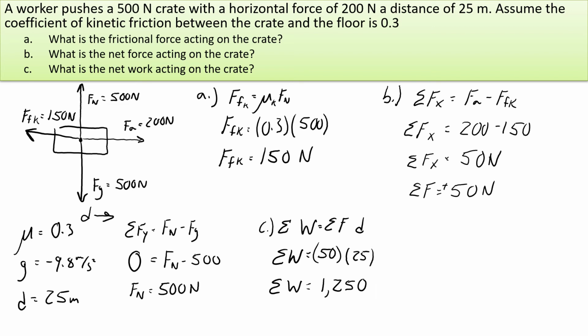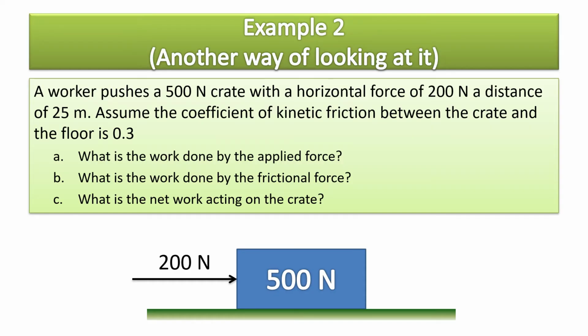We're going to do this problem again in a different way, and hopefully we get to the same answer. This is another way of looking at it. Instead, we could say, what is the work done by the applied force, and the work done by the frictional force, and then use those two works. We're going to get a positive and a negative work. What is the net work? And we should still get 1,250 joules.